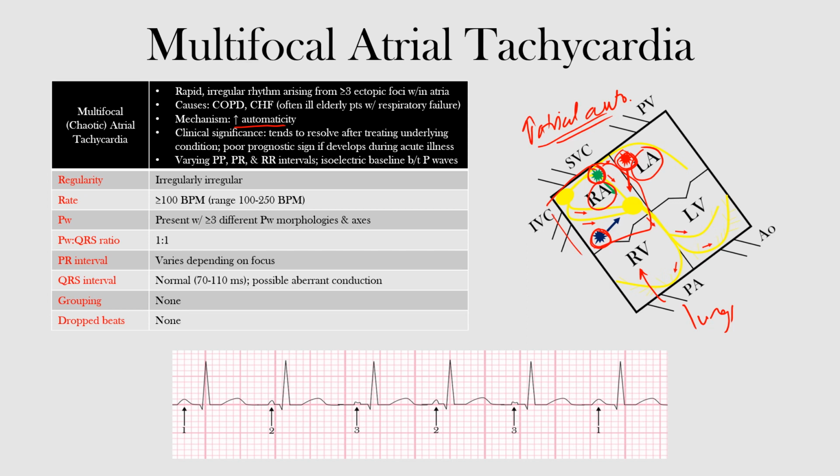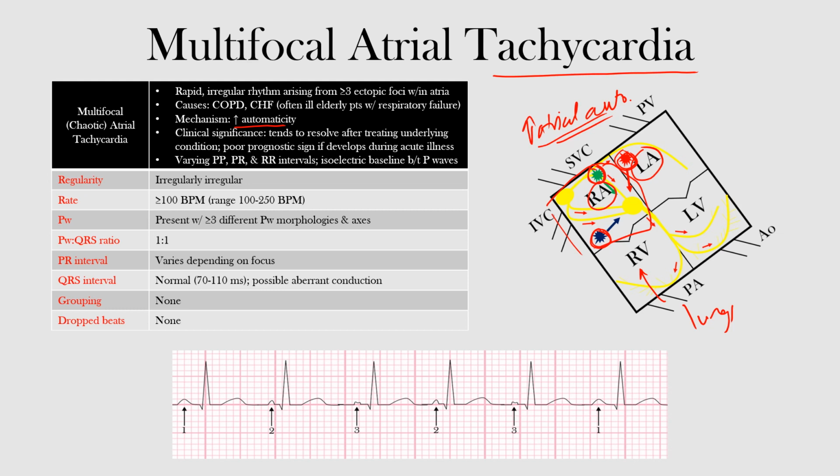So we have to see at least 3 ectopic P-wave morphologies. We want irregular P-to-P intervals, and the R-to-R and PR intervals will also be abnormal, and we'll have an irregularly irregular rhythm. We want an isoelectric baseline between the P waves, and lastly, we want a rapid atrial rate, since this is a form of tachycardia. The atrial rate should be above 100 beats per minute, but can range anywhere between 100 to 250 beats per minute. Oftentimes, the rate is between 100 and 150 beats per minute.